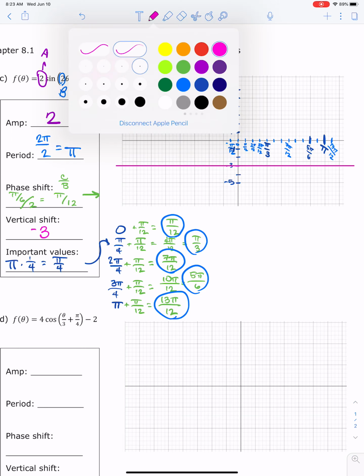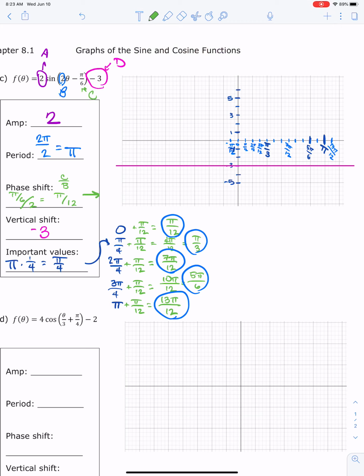And then I'm going to go ahead and remind myself of where my vertical shift takes me to. So I'm going to the right, pi over 4. Okay. It's a sine function, so I know I've got a 0 at the beginning of the period and the end of the period, also in the middle.